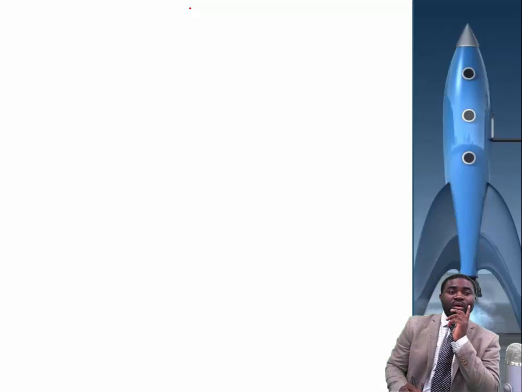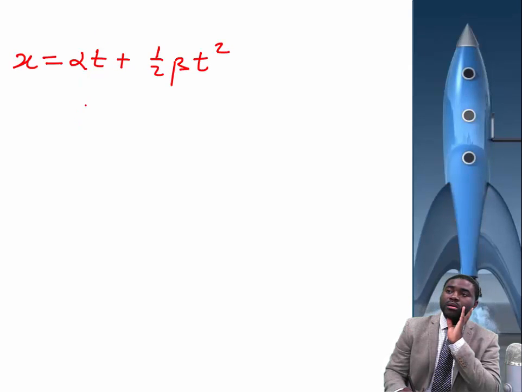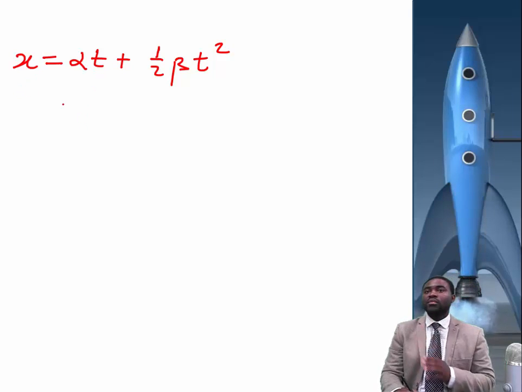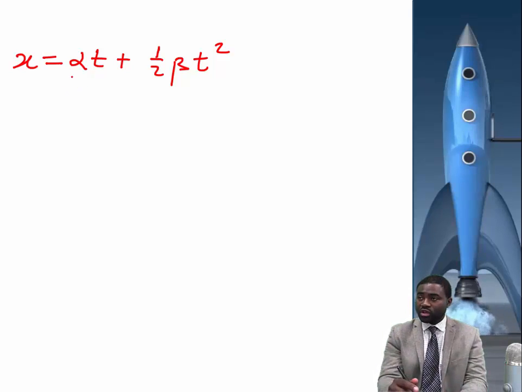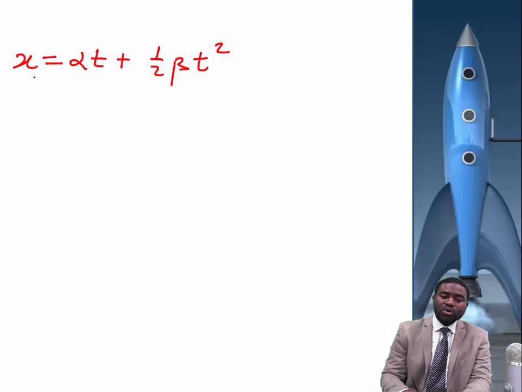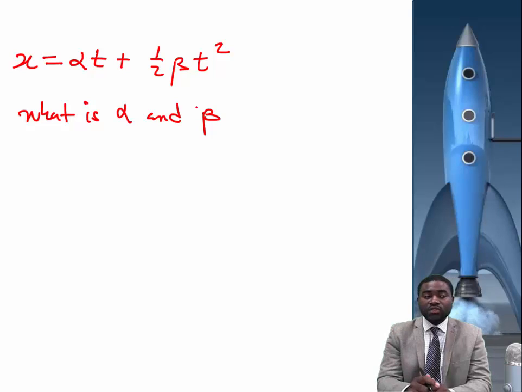The very first example that I want us to consider is, we know for sure that dimensional analysis helps us to determine variables in an equation. Take for example, if we have x equal to alpha t plus half beta t squared. This is actually an AP question. Looking at this equation from the onset, you may not recognize it, but the question is, what is alpha and beta?